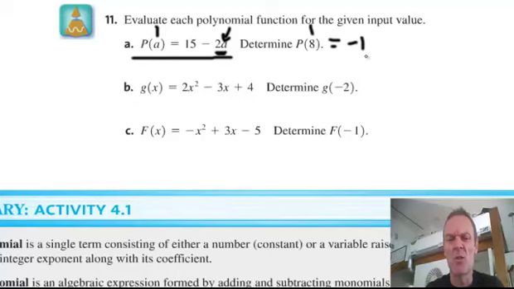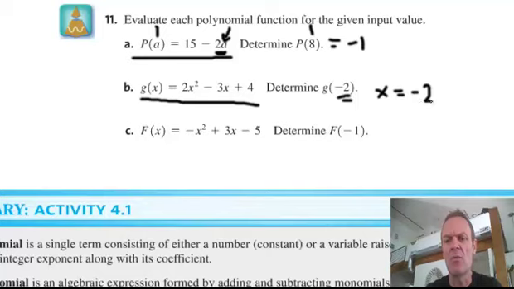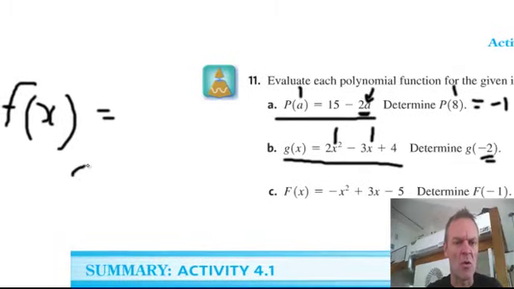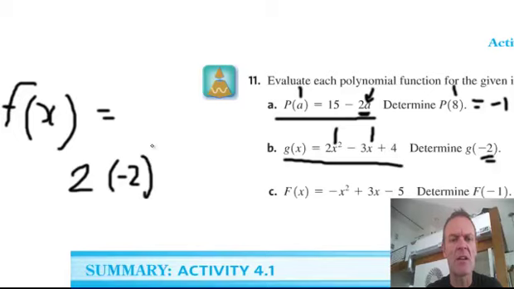Now how about something with some squares in it? G of x, this one here. Now, g of negative 2, this is saying that x is going to be replaced with negative 2, both here and here. Right, let's have a look at this. So, 2 times negative 2 squared. Instead of x squared, it's negative 2 squared, this little bit here. Minus 3 times x, which again is negative 2. And then at the end, it's just plus 4. Just a plus 4 at the end.